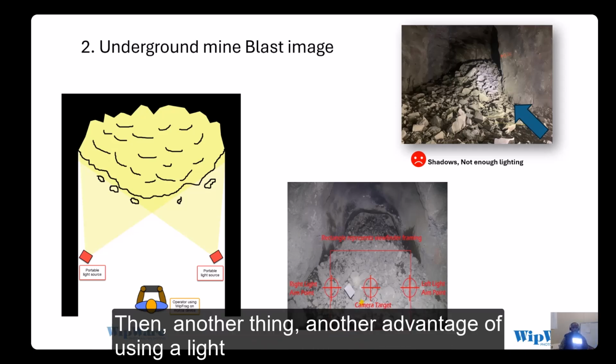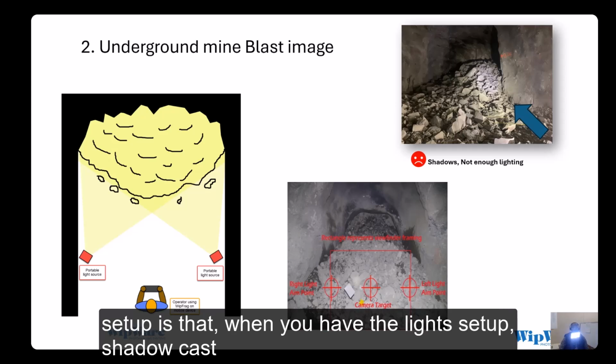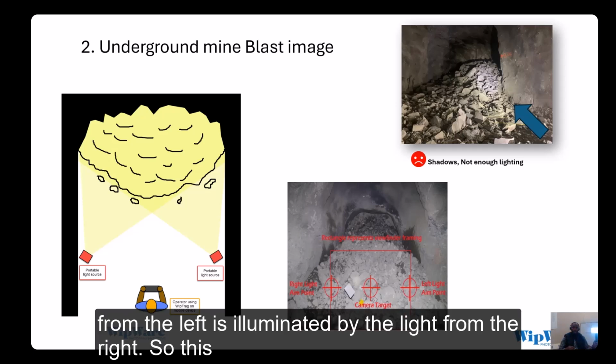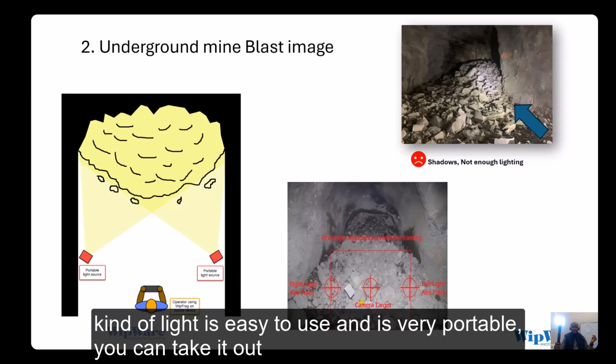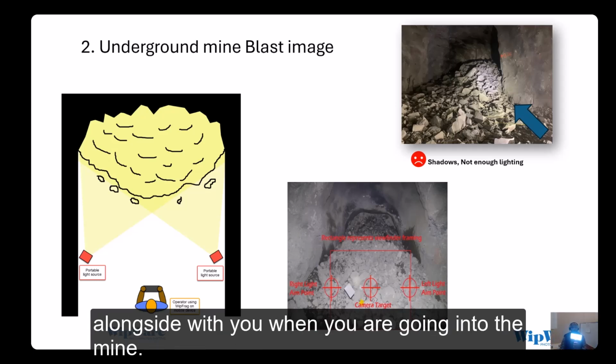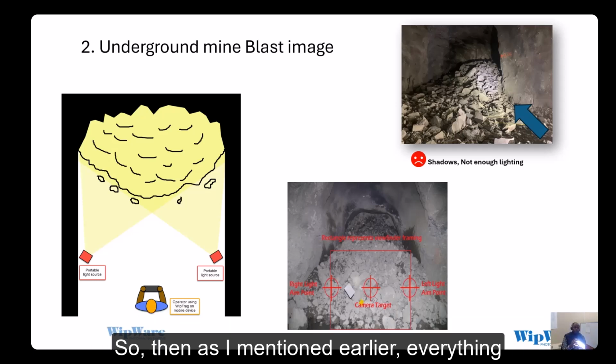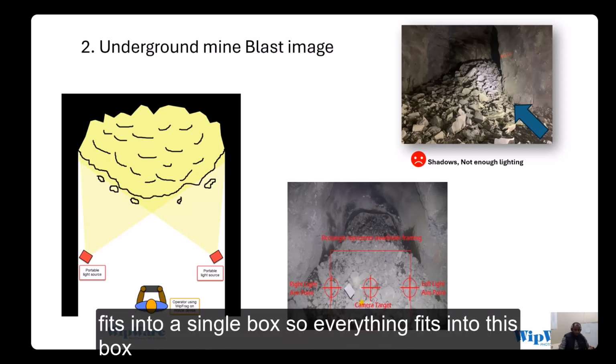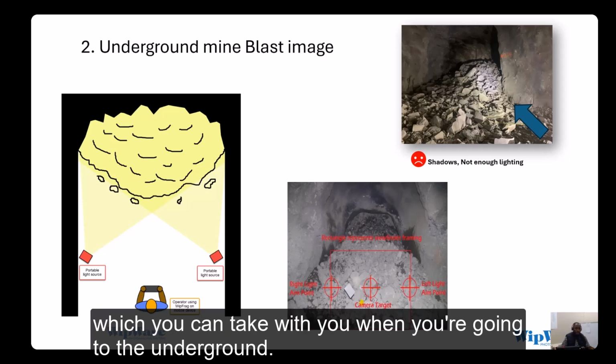Another advantage of using a two-light setup is that shadow cast from the left will be eliminated by the light from the right. So this kind of light is easy to use and is very portable. You can take it alongside with you when you are going into the mine. As I've mentioned earlier, everything fits into a single bag, which you can take with you when you're going underground.